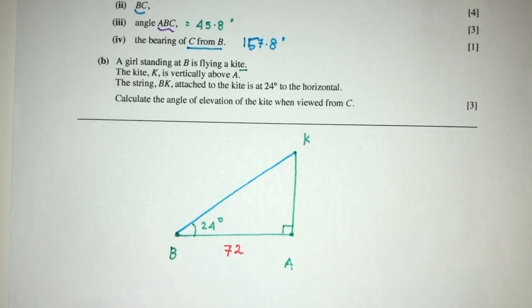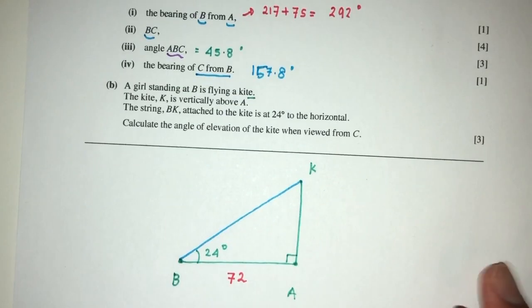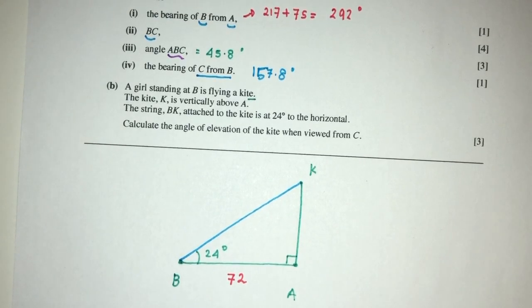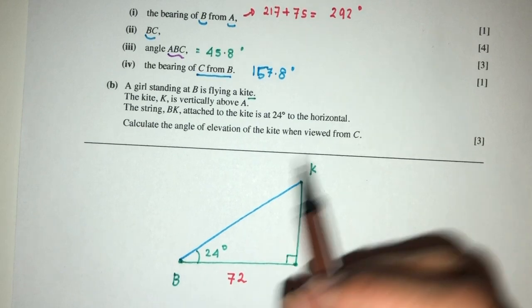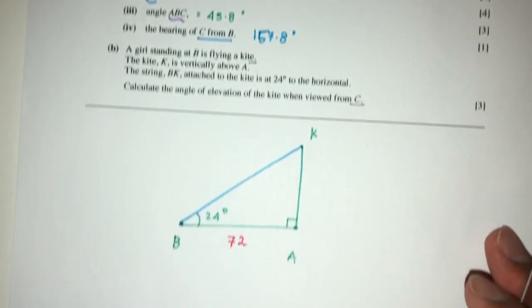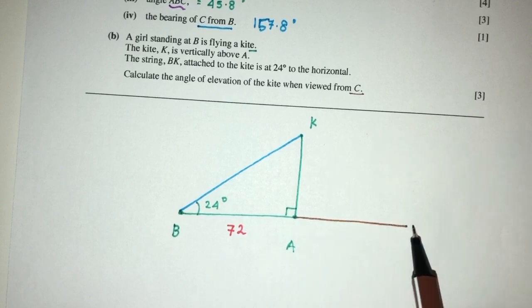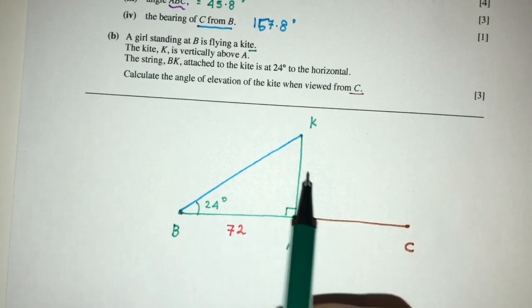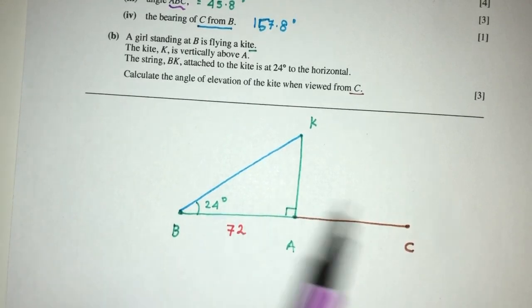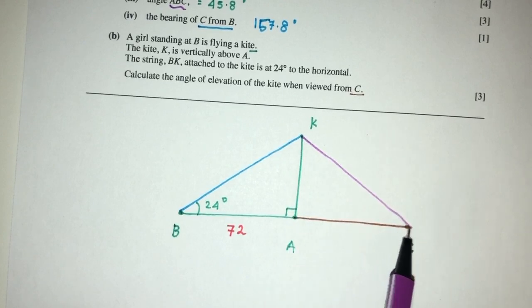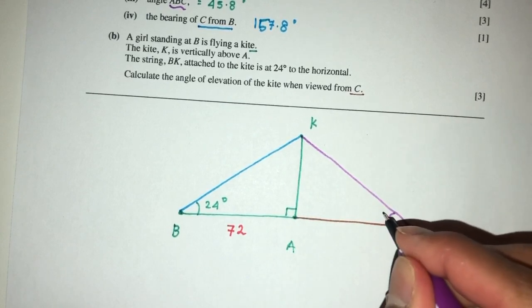Okay, that's something we know. It is given to us according to the question. Now what else do we need to do? Now we have to find the angle of elevation of the kite when viewed from C. Again, A, B, C are points on the same level on the ground. Let's say the point C is somewhere over here. Now we want to find the angle of elevation when viewed from C. Let's say C will be here. So this angle will be the angle of elevation.